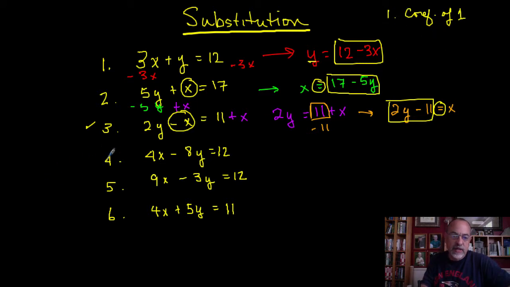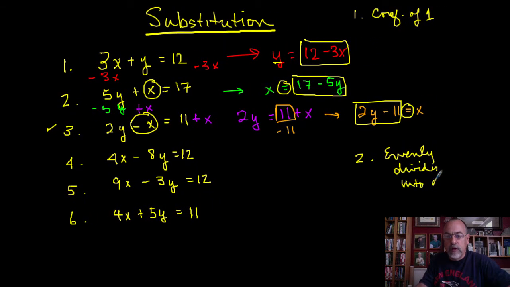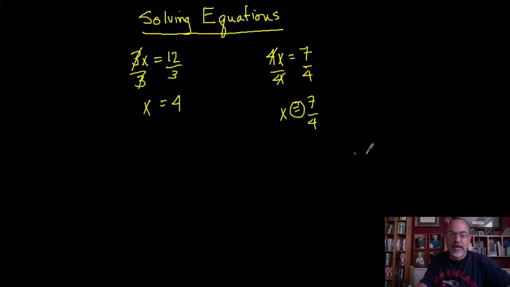Okay, as we look at number 4 here, x has a coefficient of 4, y has a coefficient of -8. What I want to do in that case is my second best option: solve for the letter that has a coefficient that will evenly divide into all other terms. The reason I want to do that is because, if we think about solving an equation, the last thing I'm going to have to do is divide by this number.